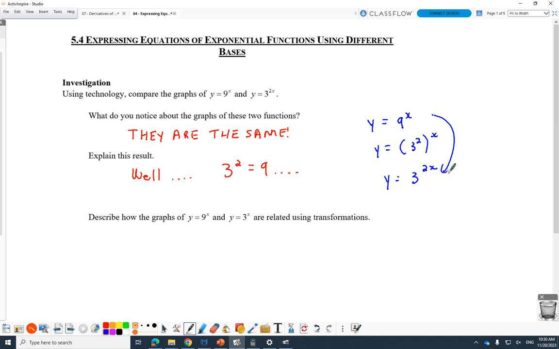Could have said, listen, 9 to the x is equal to 3 to the 2x. If you sub a number into this function and sub it into this function, you'll get the same y value either way. And then showed you the graph, but I don't know, it's more dramatic the other way around.